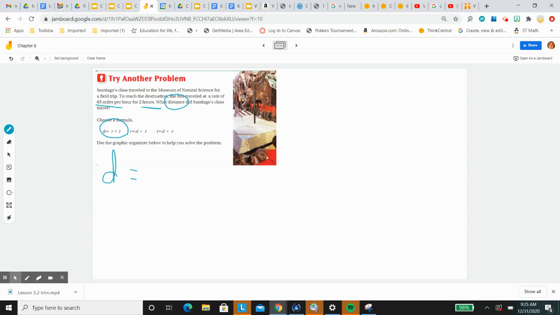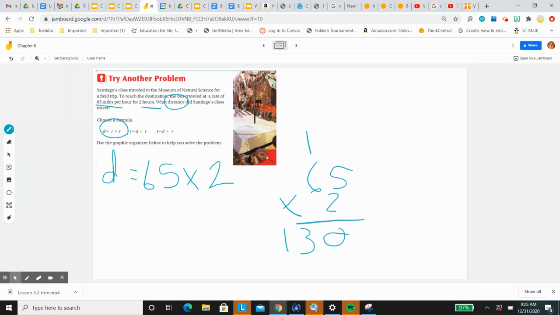It's the first one. D is equal to rate times time. So I must have the rate and the time in the problem. So I have 65 miles per hour, that's my rate, and I'm going to multiply, and I have 2 hours. To find the distance, all I have to do is multiply. So I have 65 times 2, which is 10 and 12 and then 13. So D, remember we're going to name our variable, is equal to 130.